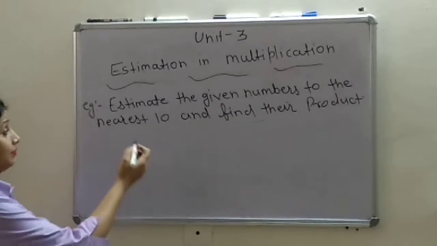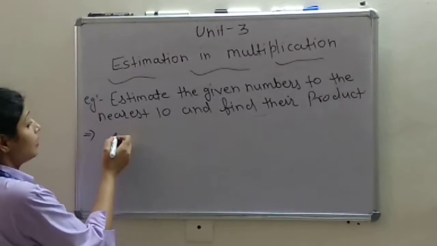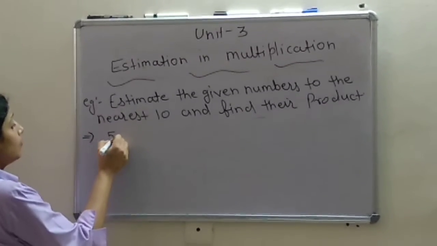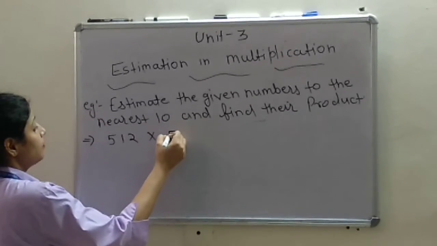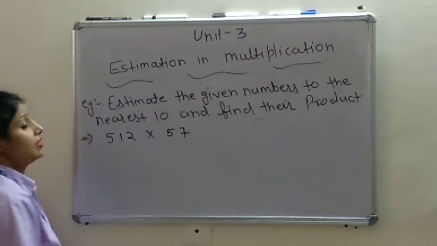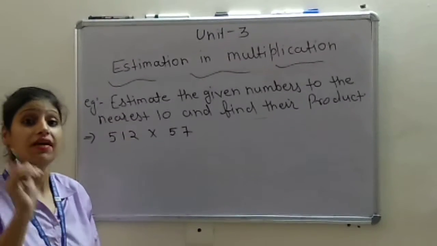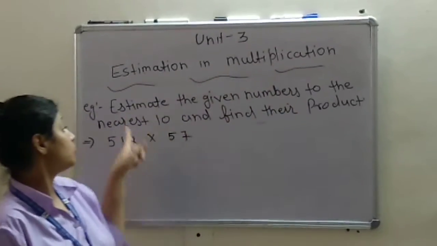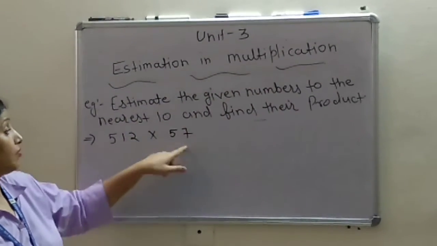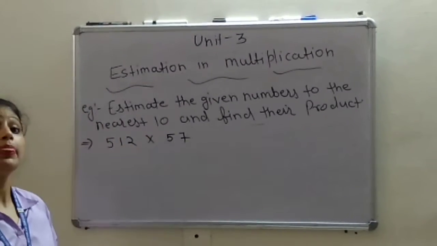Alright. So let's take an example. Suppose I have an example. 512 multiplied by 57. So this is your question of multiplication where we have to estimate their product. So estimate the given numbers to the nearest 10. We have to estimate or round off these numbers to the nearest 10.